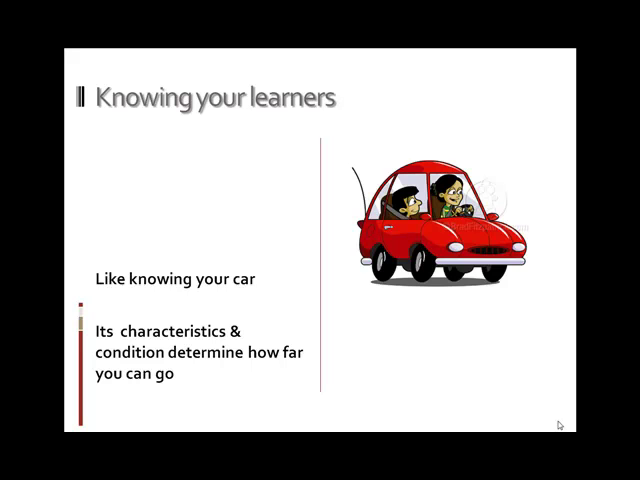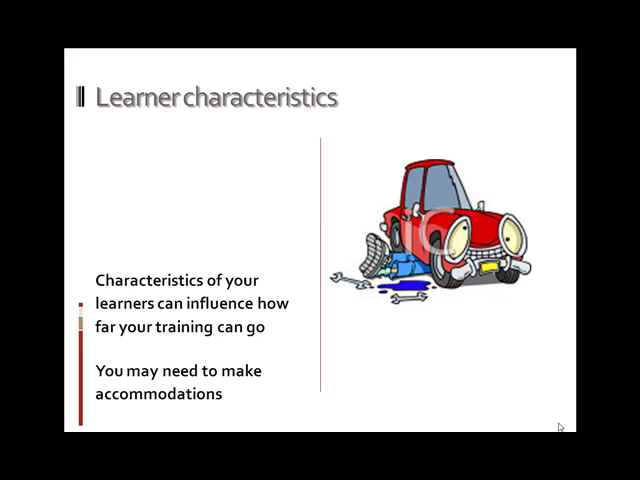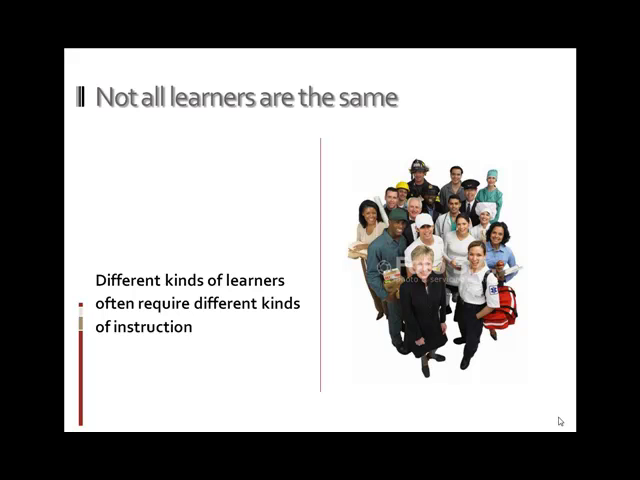Knowing your learners is a lot like knowing your car. For your car, its characteristics and its condition determine how far you can go or how far you can't go. Your learners are a lot like that. The characteristics and condition of your learners can also influence how far your training can go or perhaps not go. And you may need to make accommodations depending on the characteristics of your learners.